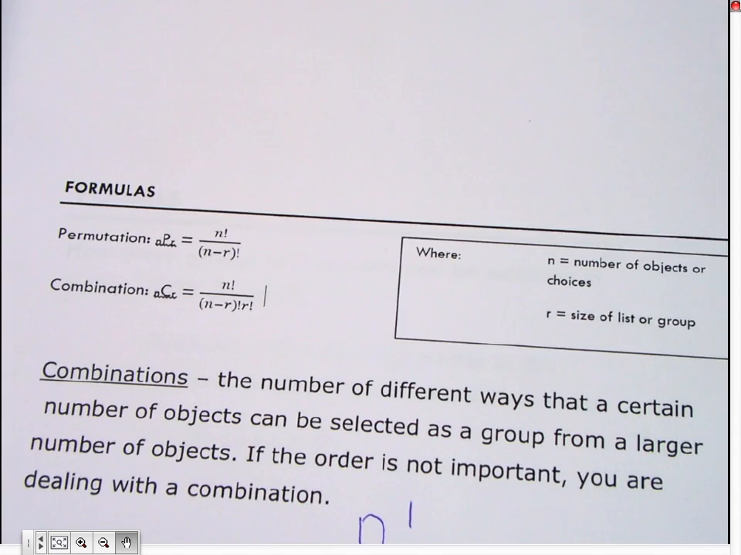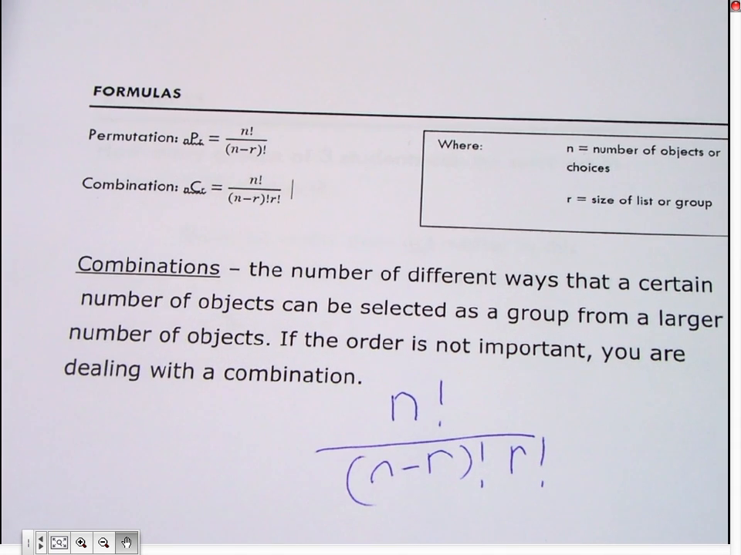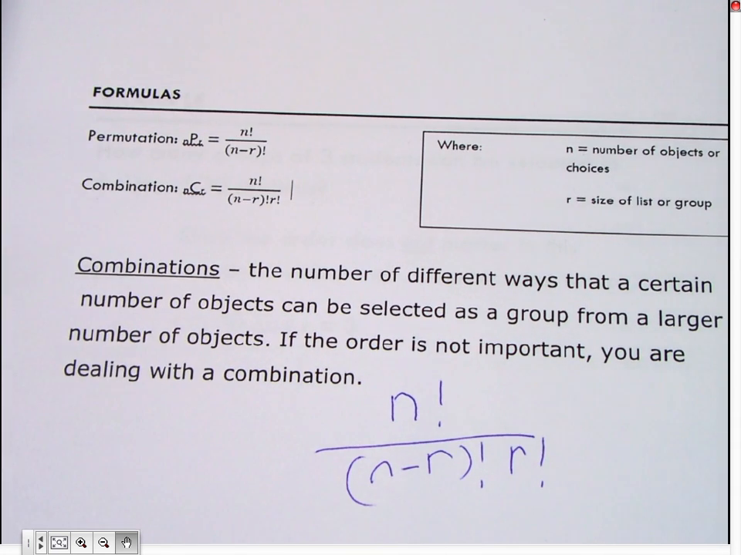This is the number of different ways that a certain number of objects can be selected as a group from a larger number of objects. If the order is not important, you are dealing with a combination. And then the equation is n factorial over n minus r factorial times r factorial.